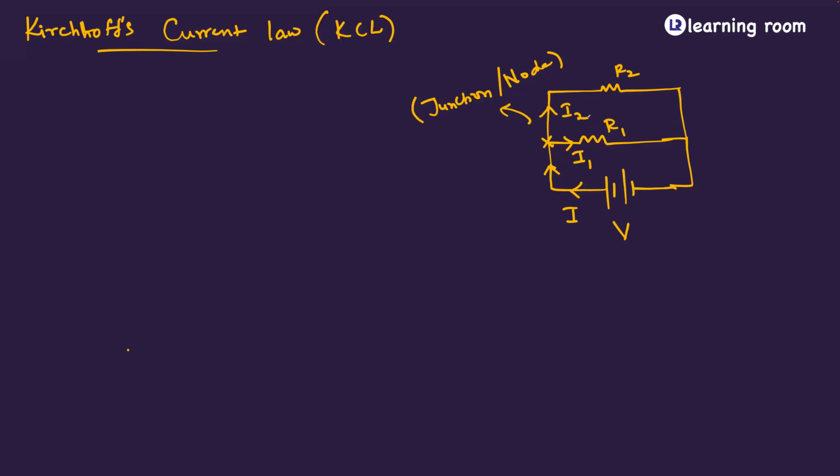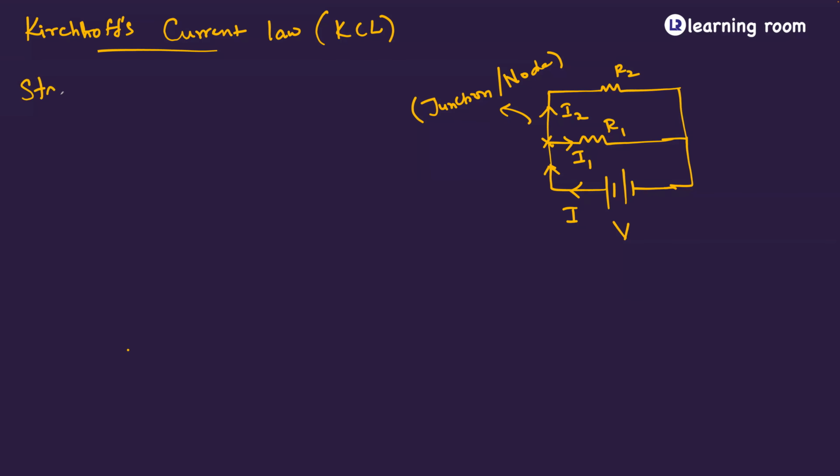Kirchhoff's current law states that at this junction, the amount of current entering the junction is equal to the amount of current that is leaving the junction. To be more specific, the algebraic sum of the currents at a junction is always zero. I'll explain that.